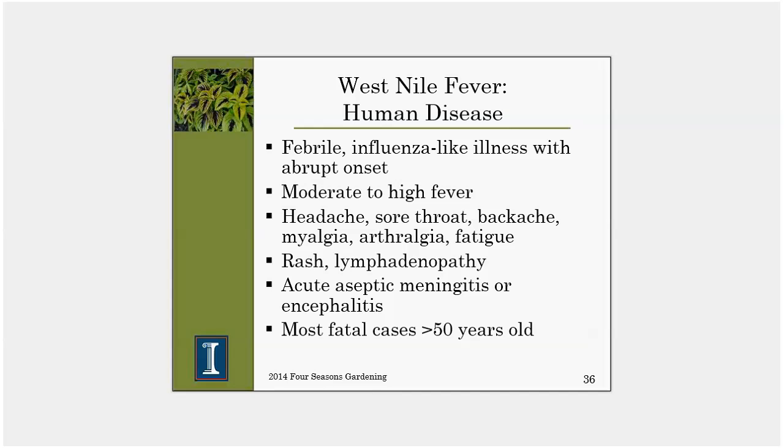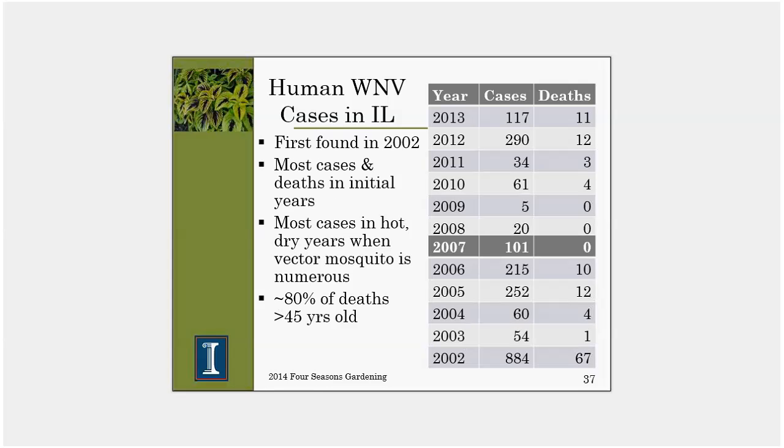When you look at the human West Nile cases in Illinois, the first year it got into the country, into Illinois in large numbers was in 2002. That happened to be a hot, dry summer. Hot, dry summers are conducive to northern house mosquito.